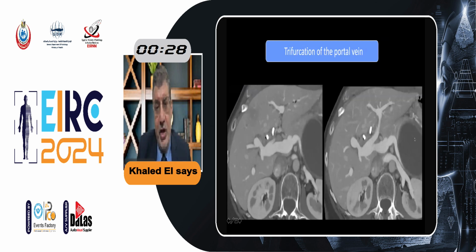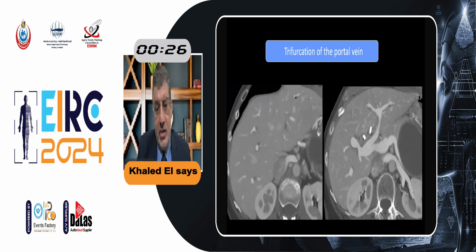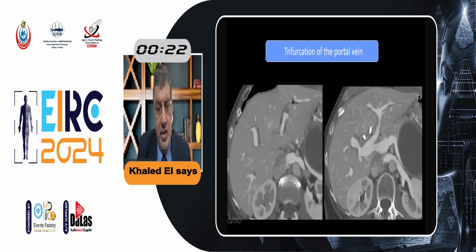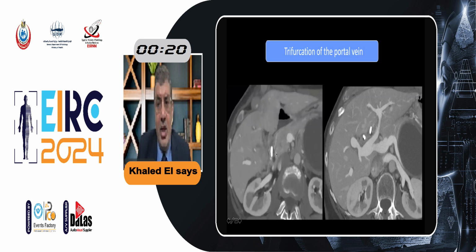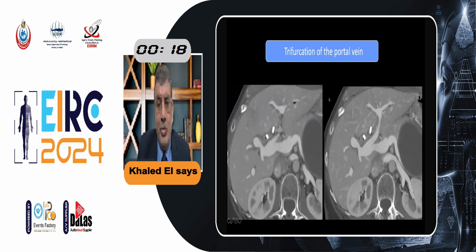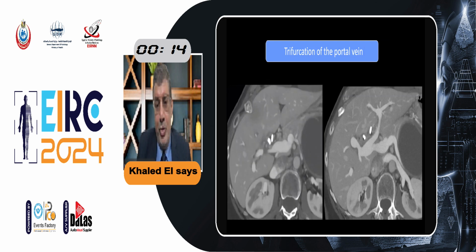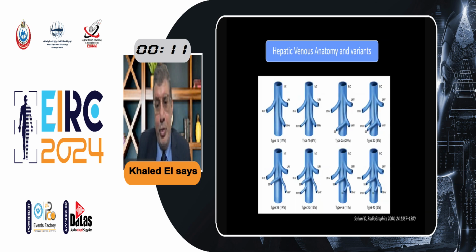That's also trifurcation of the left portal vein, where you can see the left portal and right anterior portal and right posterior portal, all originating from the same portal, from the main portal vein. So that's trifurcation of the portal vein.